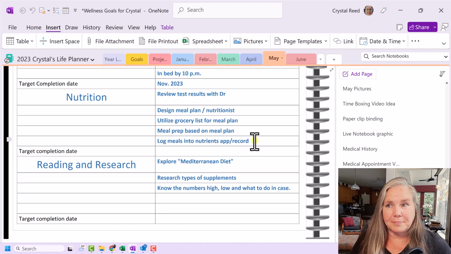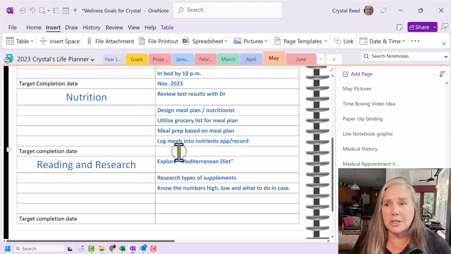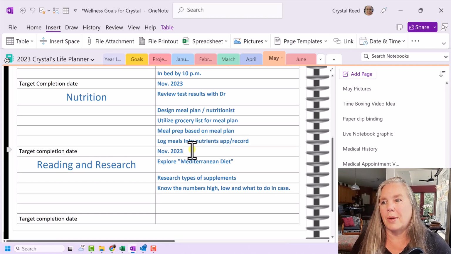Okay? All right. Again, that one's going to get the same target date because I want to make sure that I have these things done and in place by the time my next set of blood work comes up. Okay? So November. All right.